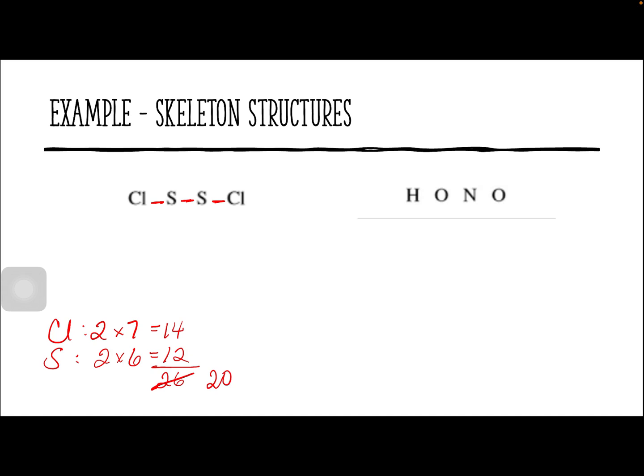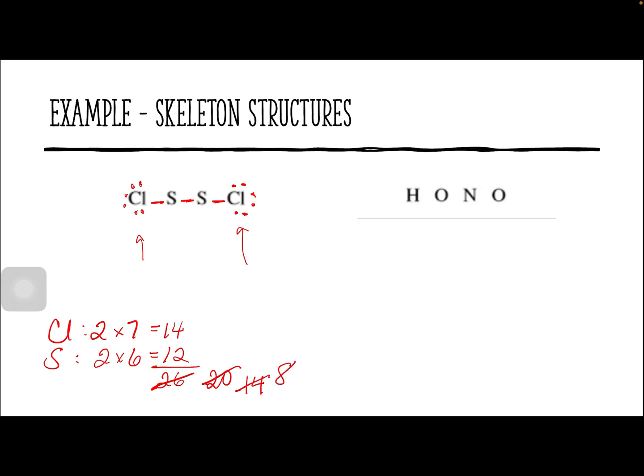Now we're going to start with the outside atoms and then work our way in. So the chlorine on the left right now only has 2 valence electrons, so it needs to have 6 more. So that's 6 taken care of, so there's 14 left. Now the chlorine on the right also needs to have 6 more. So take those 6 away and there's 8 more left.